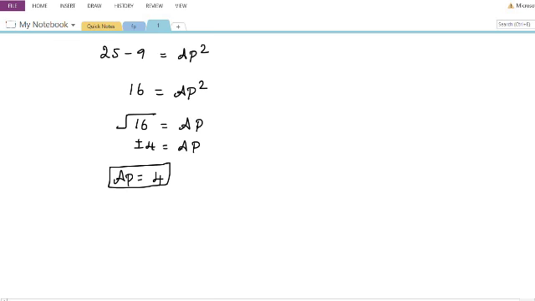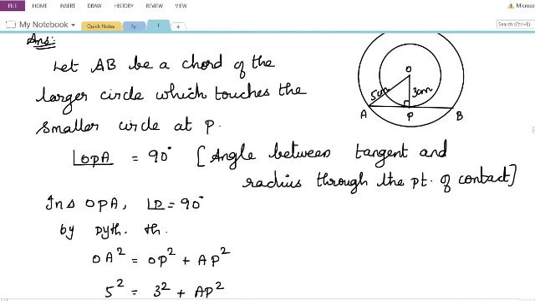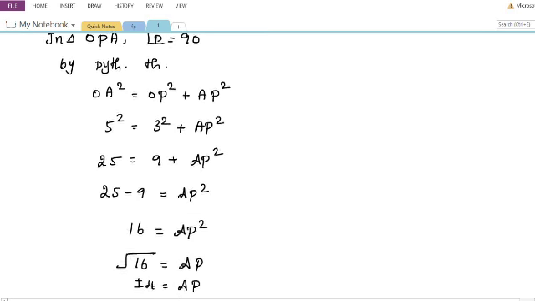I need to find the length of the chord which is AB. Here you can see a perpendicular line, right? We have learnt in 9th standard a theorem: the perpendicular from the center of the circle to the chord bisects the chord. What is bisect? It divides it into two equal halves. When AP is 4 centimeter, PB also will be 4 centimeter. So what is the length of the chord now? 4 plus 4, 8 centimeter.